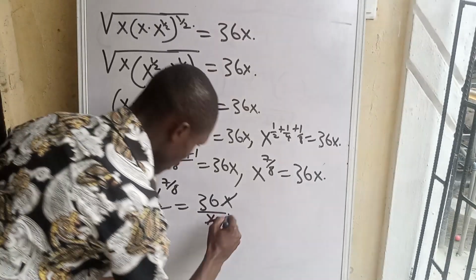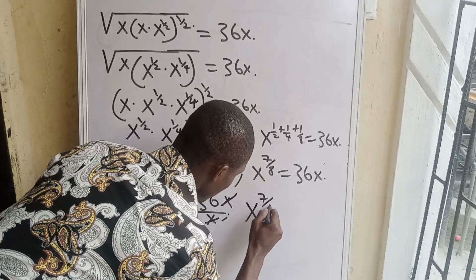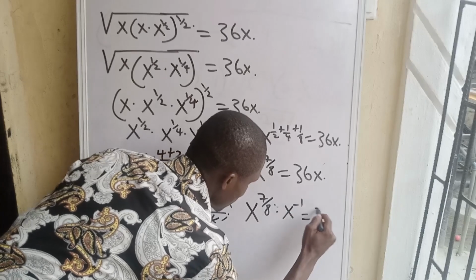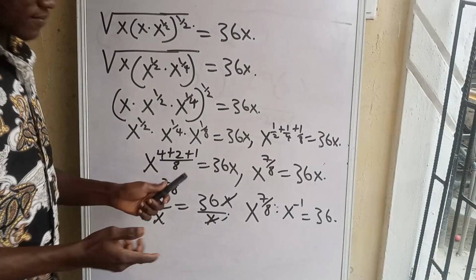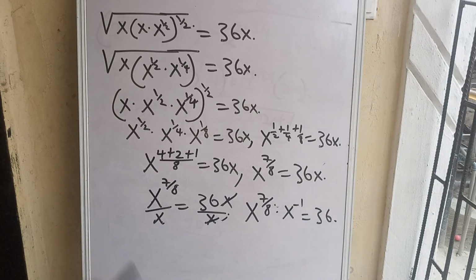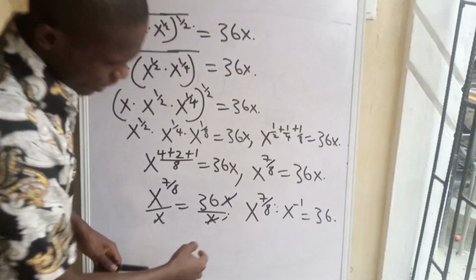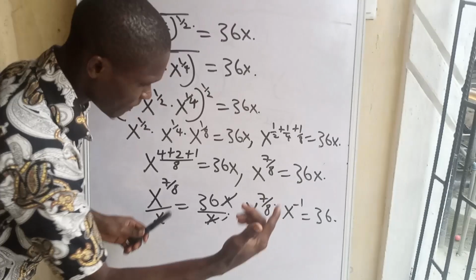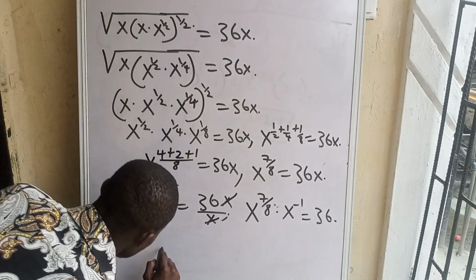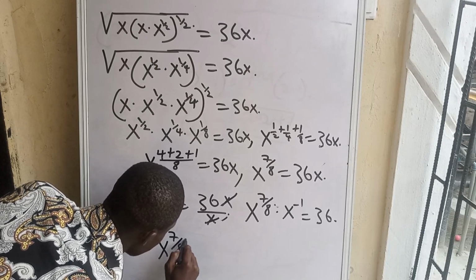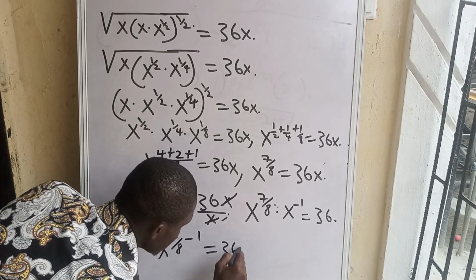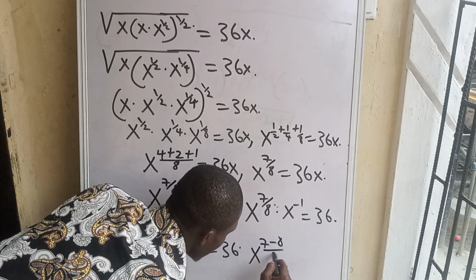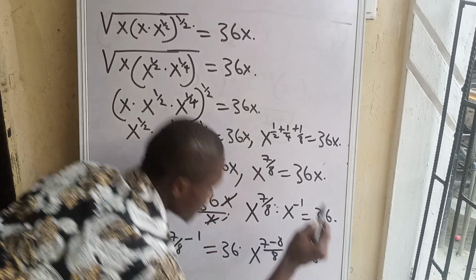Writing this in the form of indices, we can say x to the power of 7 all over 8 times x to the power of minus 1 is equal to 36. It remains the same, nothing changes. Having this and this as common, we can pick x to be 1, then using the principle of indices, we are going to have x to the power of 7 all over 8 minus 1 equal to 36. Doing this, we can have x to the power of 7 minus 8 all over 8 equal to 36.